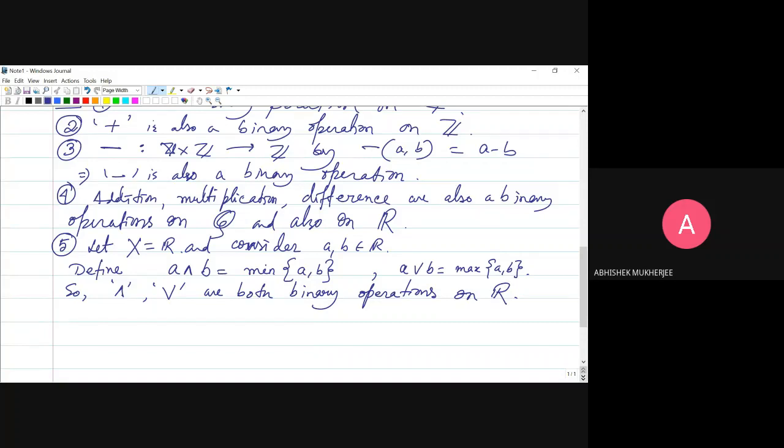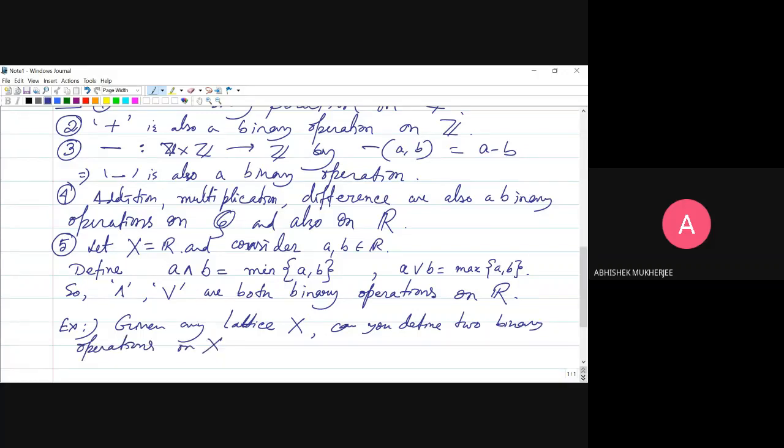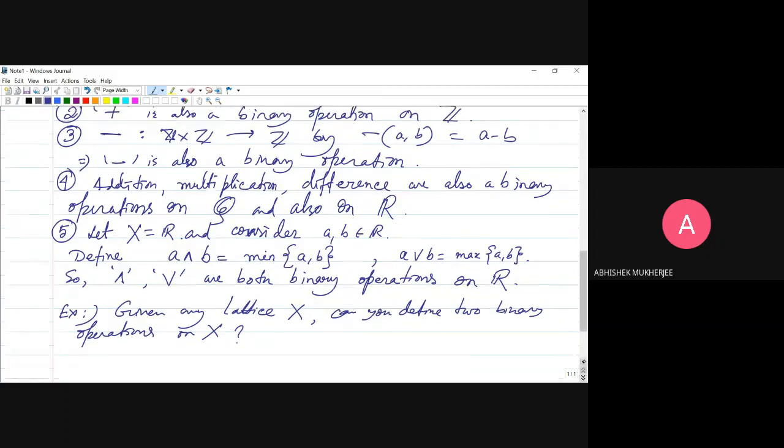Now I can give you an exercise on this fact: given any lattice X, can you define two binary operations on X?